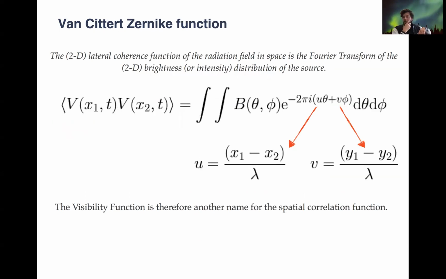So this comes to a very famous function that is used in radio astronomy. You don't need to understand the absolute elements of this. I'm just introducing it as a concept, and it's called the Van Cittert-Zernike function. And this is now where I've got the 2D components. And what it's showing is that the coherence function of the radio field in space is a Fourier transform of the brightness distribution of the source.